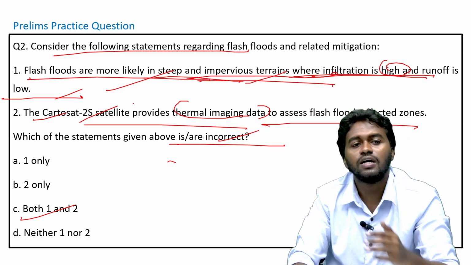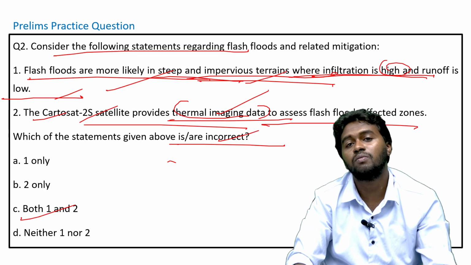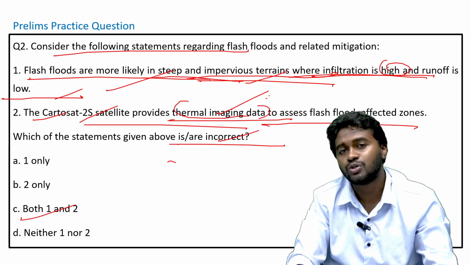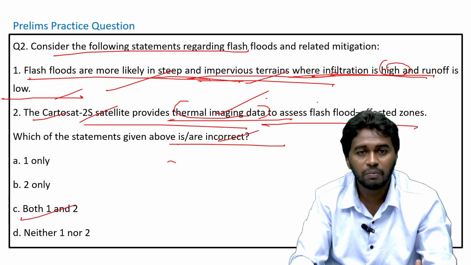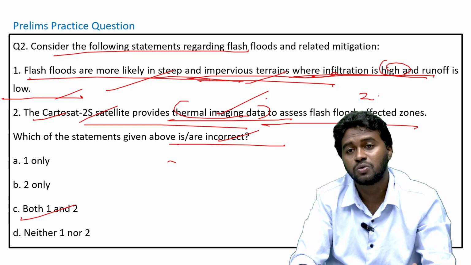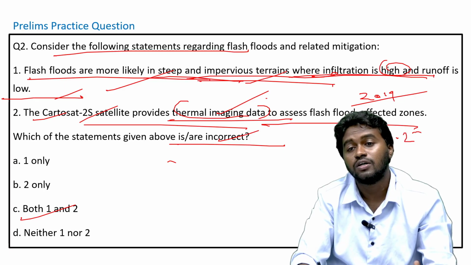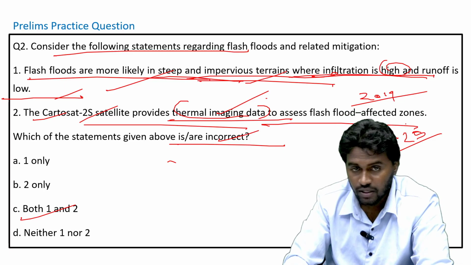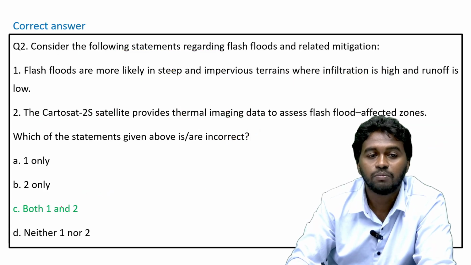And the second is, the Cartosat 2S satellite provides thermal imaging data. No, it will provide a high resolution picture about a particular region. That is why we are using the Cartosat, and like I mentioned, the Cartosat 3, which was launched in 2019, has a resolution of up to 0.25 meter. Here the correct answer is option C, both 1 and 2, both statements are incorrect.